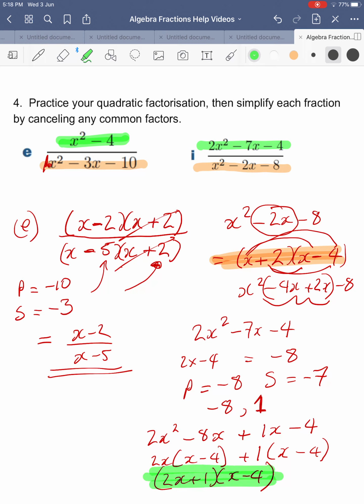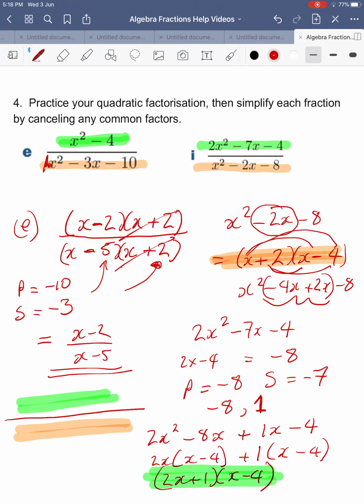And so when we put those together, we've got the numerator and the denominator. Let's put the values in now. The numerator is 2x plus 1 times x minus 4. The denominator is x plus 2 times x minus 4. Cancel common factors. So the final answer is 2x plus 1 over x plus 2. No more factorising can be done, therefore no more simplification.